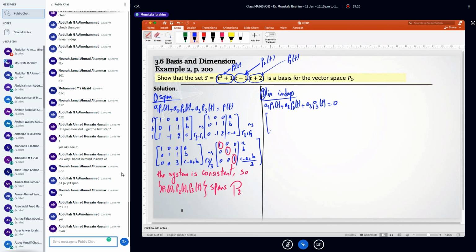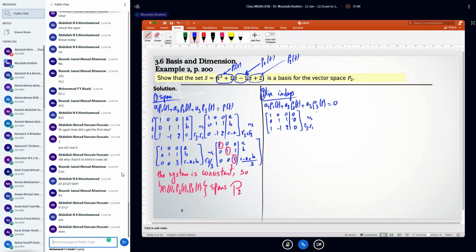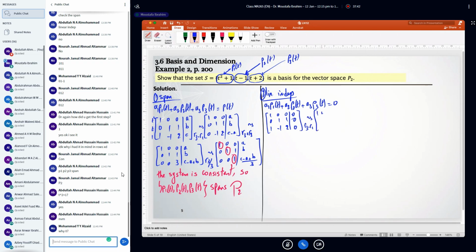And we write the augmented matrix. So it will be the same, but instead of ABC, you put 0. So it will be 1, 0, 0, 0, 0, 1, 1, 0, 1, negative 1, 2, and 0. And we do the same operation. So R3 minus R1, 1, 0, 0, 0, because here you have 0 for linear independence.